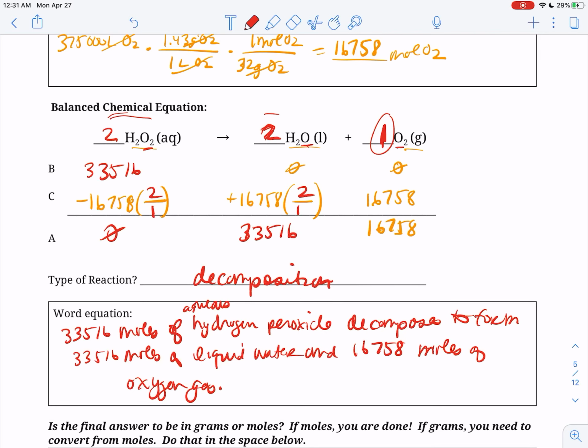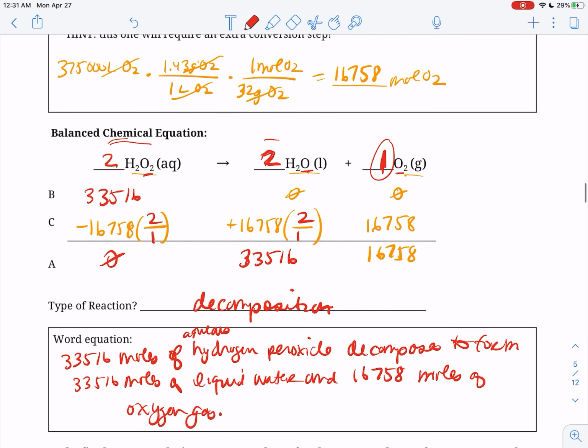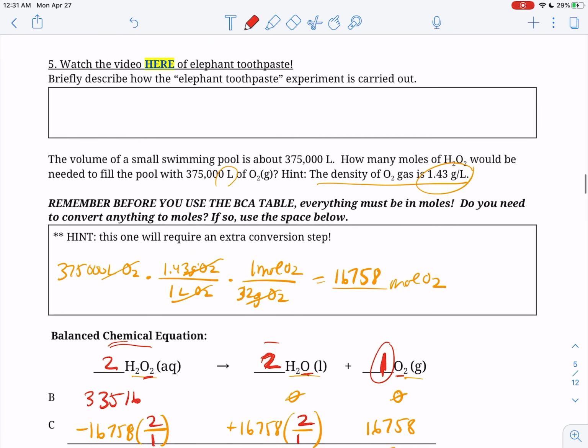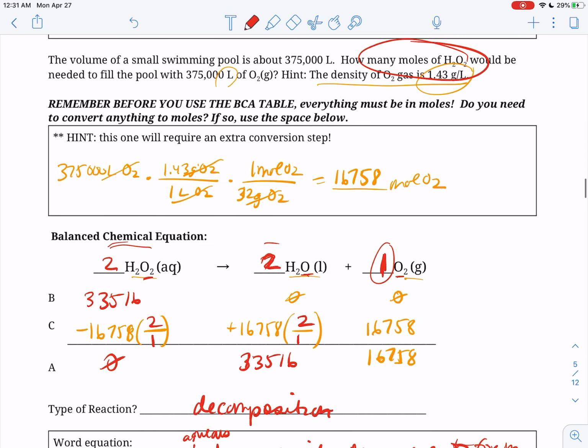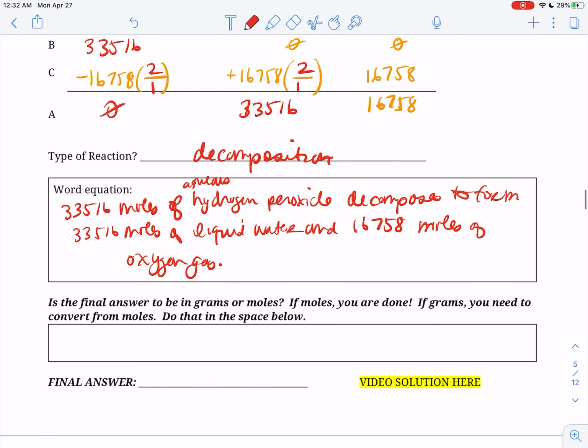All right. Okay, my final answer is supposed to be in grams or moles, so let's go back and see what we were looking for. We actually only wanted how many moles of H2O2, so hallelujah, we're already done. Okay, we don't even need to do this part. I can just look at the BCA table and see that it is 33,516 moles of H2O2.